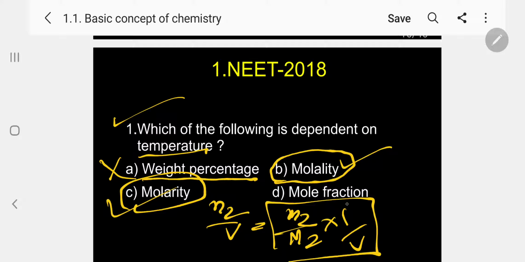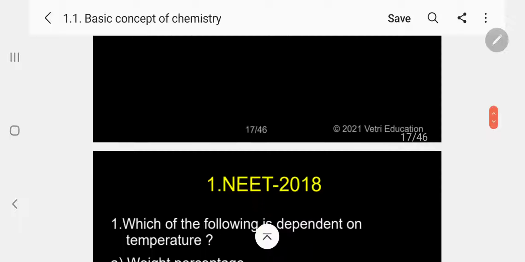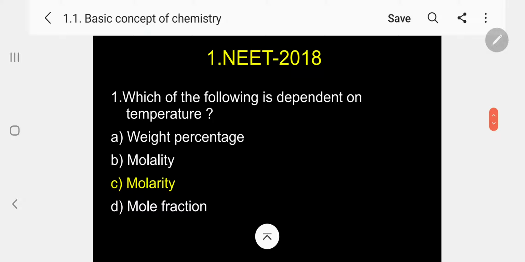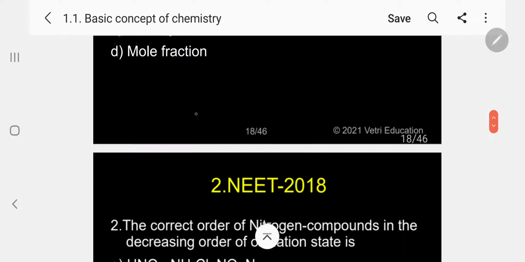Whereas mole fraction we have seen already. What is x? Mole fraction of solute or solvent, n1 by n1 plus n2 or n2 by n1 plus n2. It is also not dependent on temperature. So the correct answer is molarity. See, kindly follow. I am now putting the tick mark. C is the correct option. So my dear students, I hope you have understood this question. Now let me go for the next question.